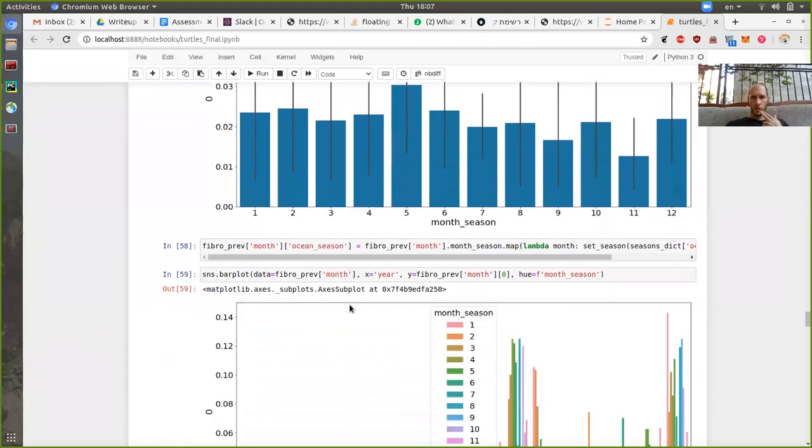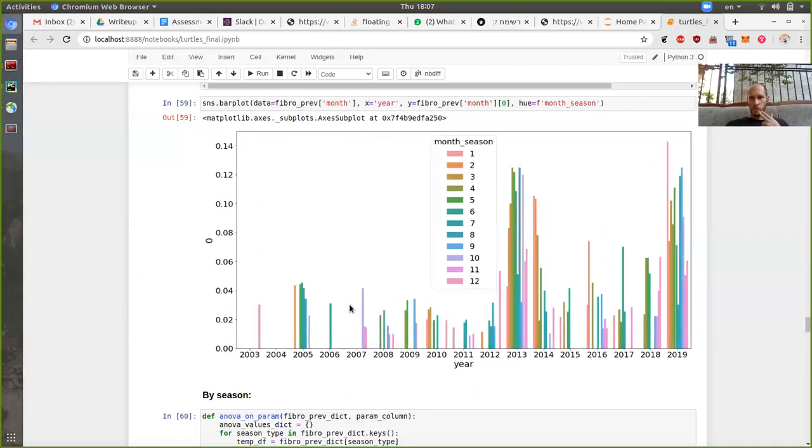This we don't want to use. What do you think? Can you see something in this graph that you want to use? No, because this one we already are going to draw above with the bars according to seasons. Yeah, so we'll use this one.